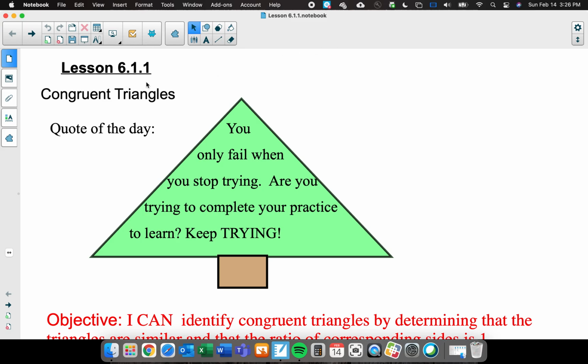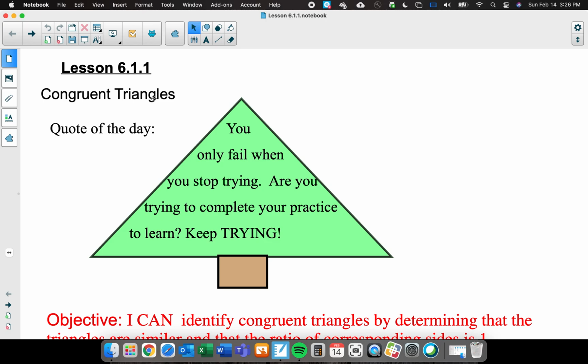We're going to look at Lesson 6.11, which is specifically looking at congruent triangles. In this chapter we're going to talk about what makes triangles congruent, or how you know if two triangles are congruent. And then we're going to not only be able to explain it, but put that explanation together, so we're going to start looking at proof.